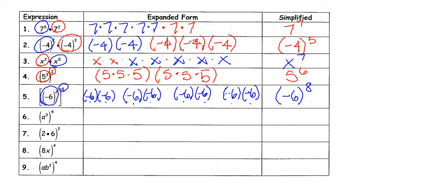6, a to the 3rd raised to the 4th power. So we write a to the 3rd first. So that's a times a times a. But we have to write that thing 4 times. A times a times a. There's twice. A times a times a. There's 3 times a. There's 4 times. So our base is a. And we wrote this 1, 2, 3, 4, 5, 6, 7, 8, 9, 10, 11, 12 times, a to the 12th.